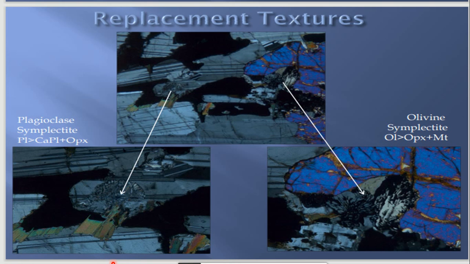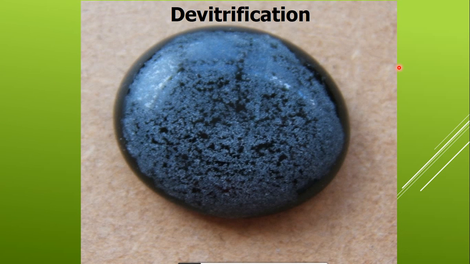Replacement texture is a type of texture in which one mineral is replaced by another mineral, that is the calcium plagioclase plus orthopyroxene replacing the plagioclase, that is the plagioclase symplectite, and olivine symplectite is the olivine replaced by orthopyroxene plus melt. Devitrification is the process when glass is converted into crystals. That is the devitrification process. It's a very slow process, taking hundreds of millions of years. And here these crystals are formed in a glass.